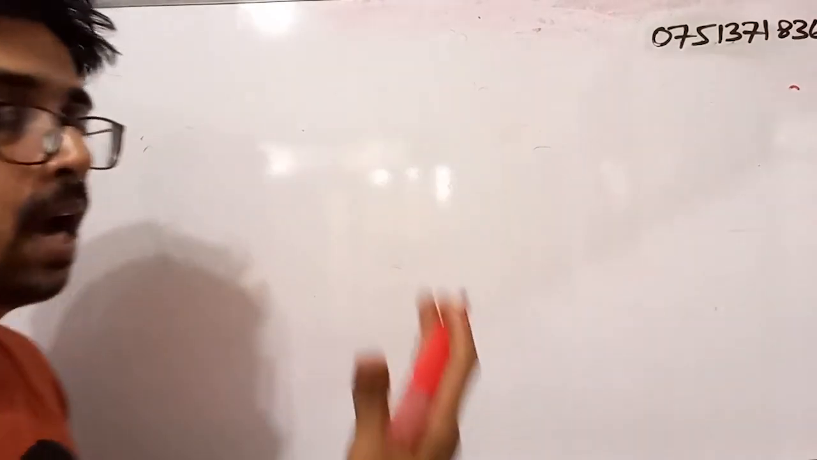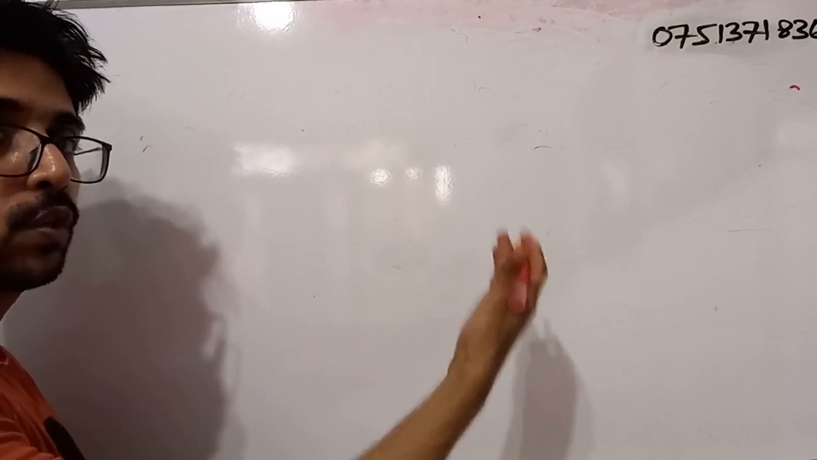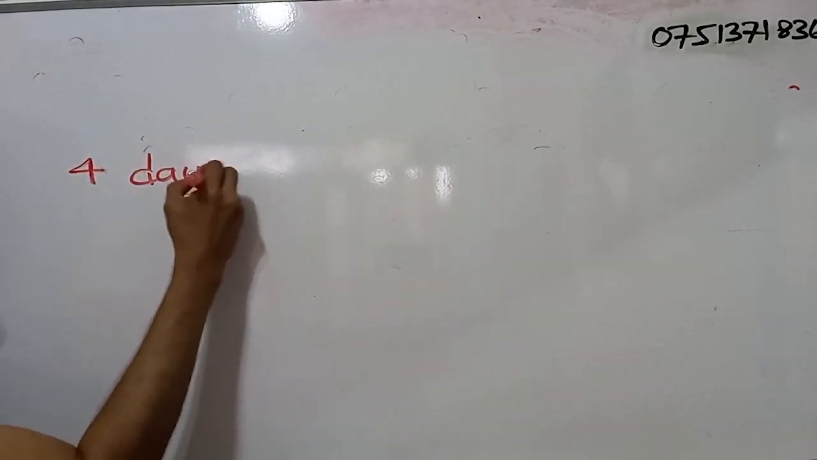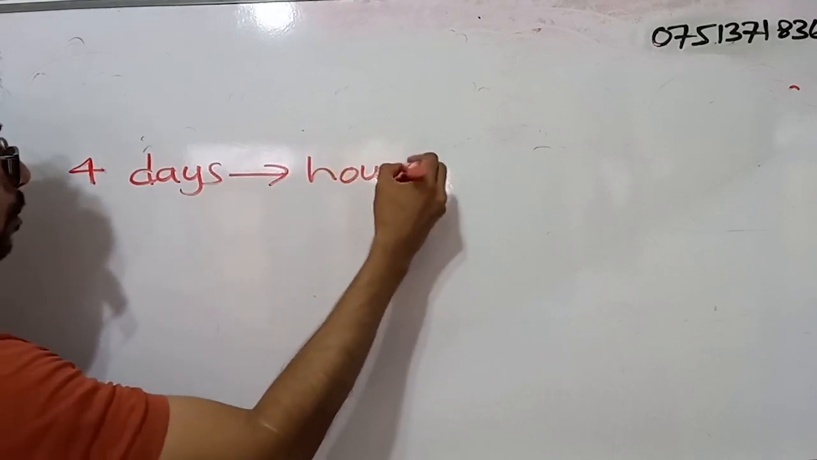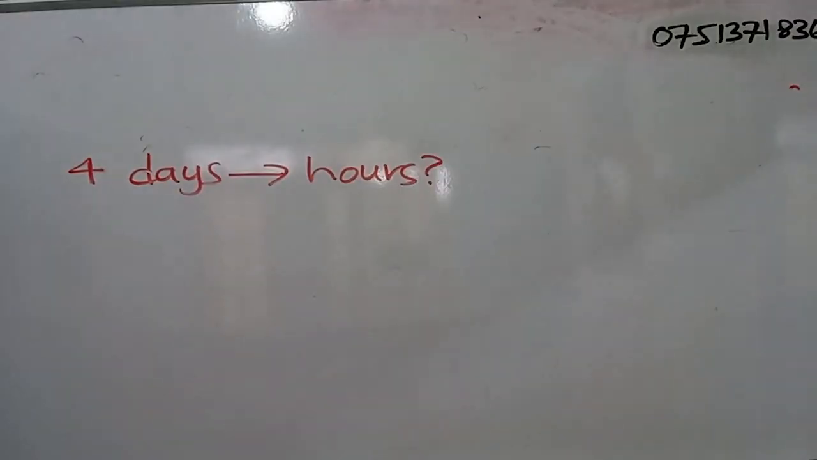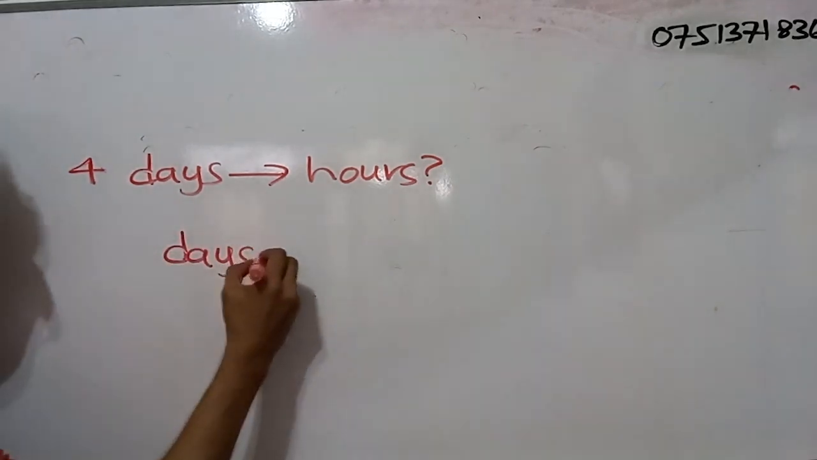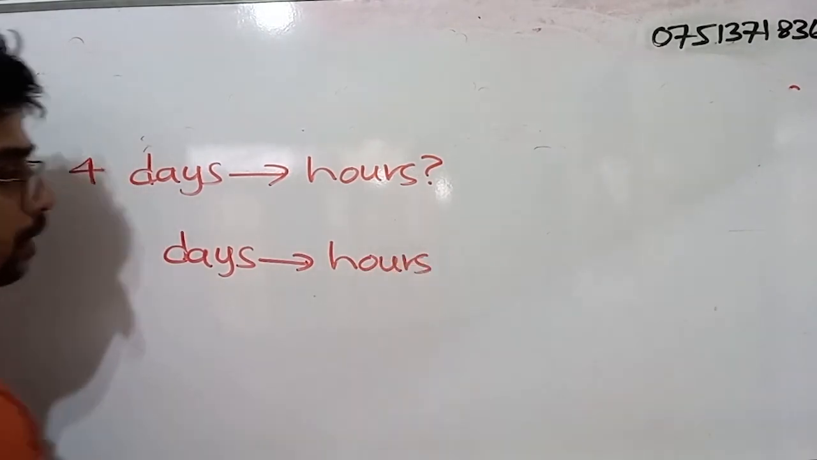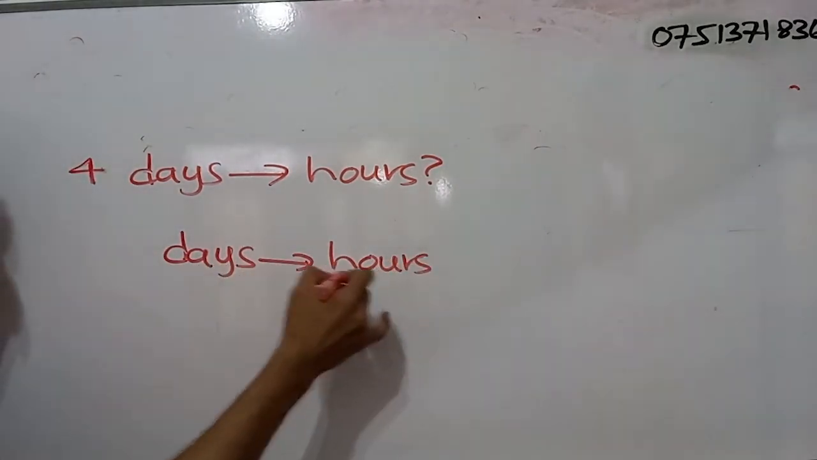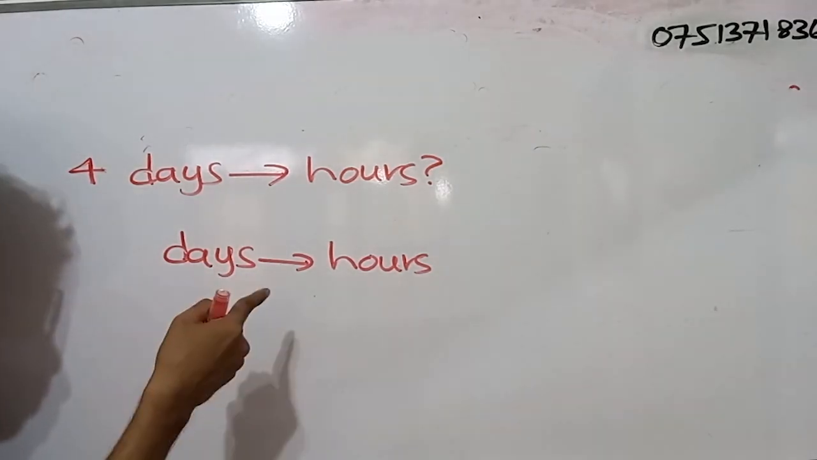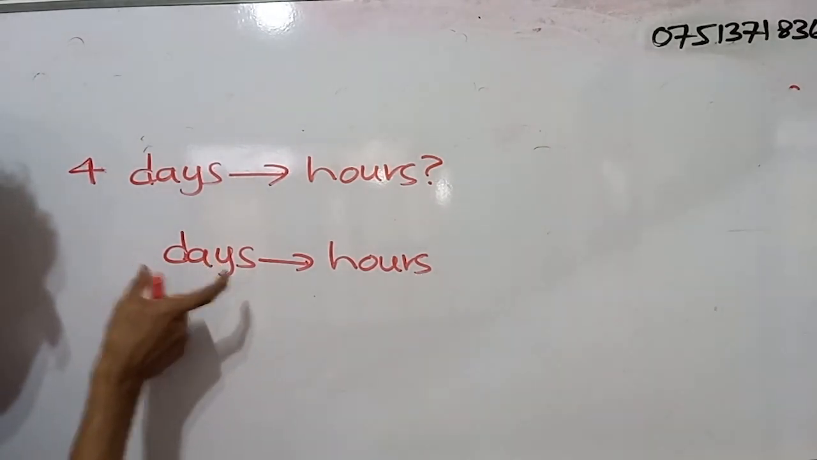Days and hours. That means how to convert days into hours and also hours into days. Right? So imagine that we have been given: convert 4 days into hours. This is a question that we have been given. So what do we have to do? We have to convert days into hours. Days is also a measurement of time, right? Okay, so days into hours.